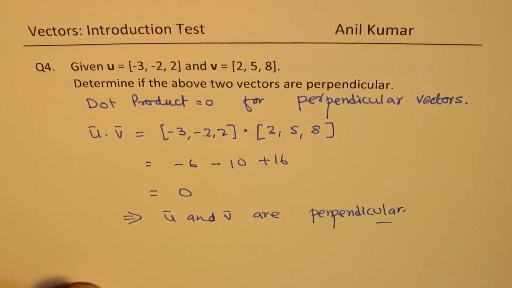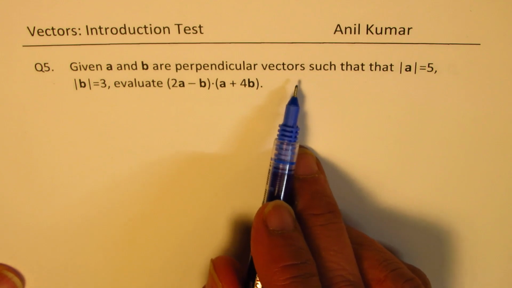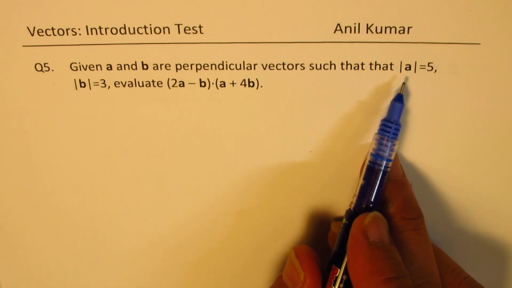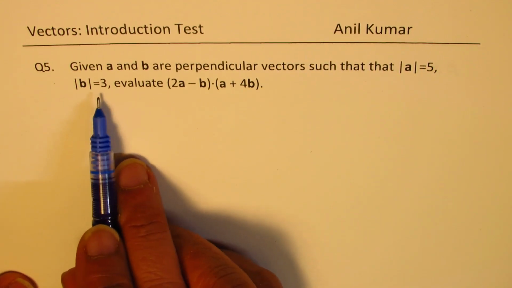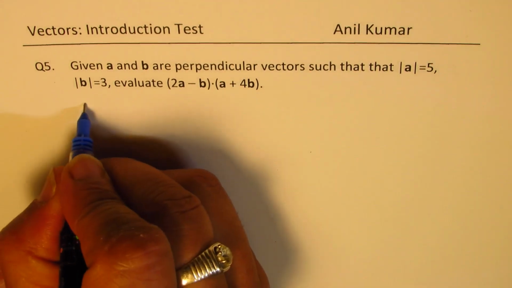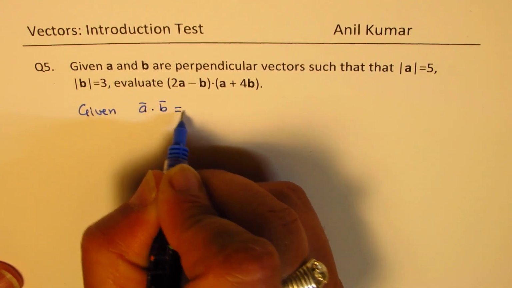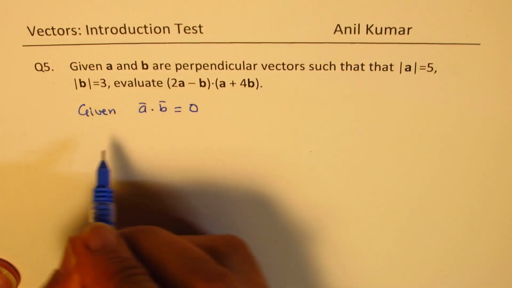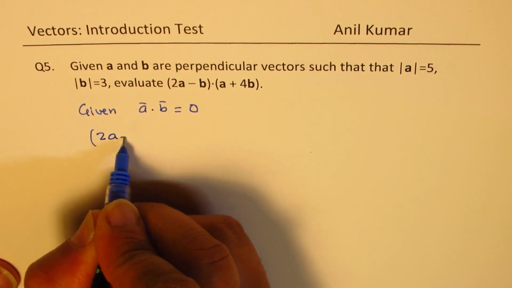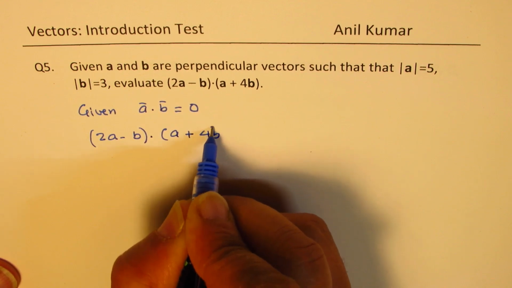Let's take the next question. Given A and B are perpendicular vectors such that magnitude of A is 5, magnitude of B is 3, evaluate this vector. Okay, so now we are given that A dot B is equal to 0. We have to evaluate this, which is 2A minus B dot A plus 4B, correct?